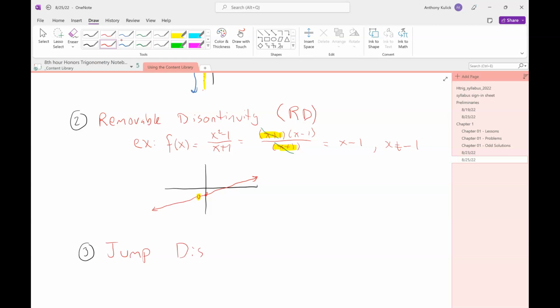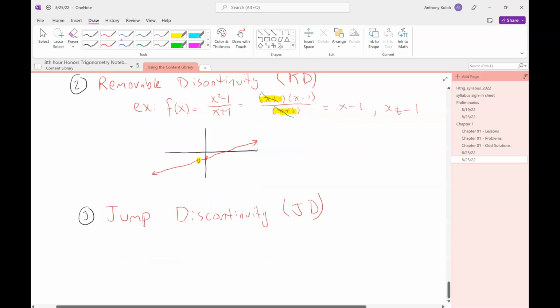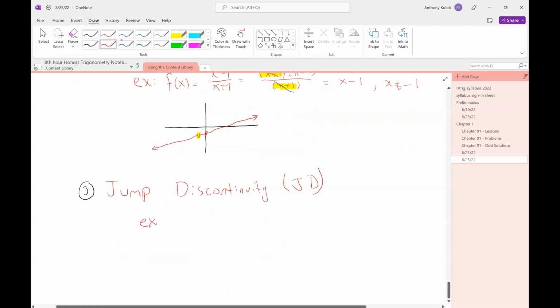This is called the jump discontinuity. Okay. So, to get a jump discontinuity, we have to use a piecewise defined function. Have you guys ever talked about piecewise functions? Okay, let's do it right now. A piecewise function is one where the function rule is different for different pieces of the domain.